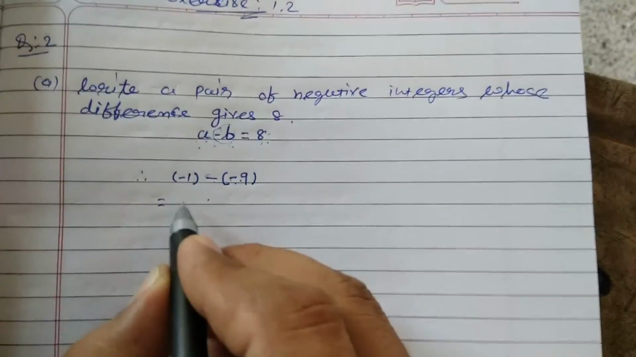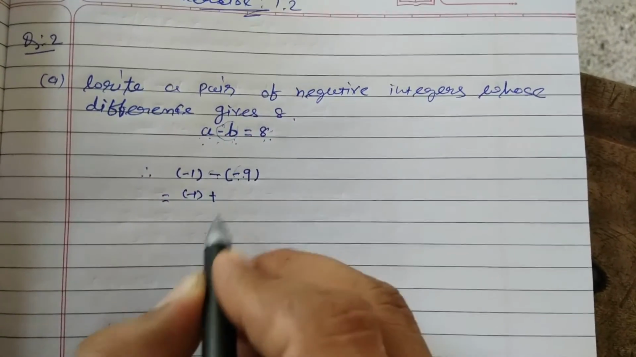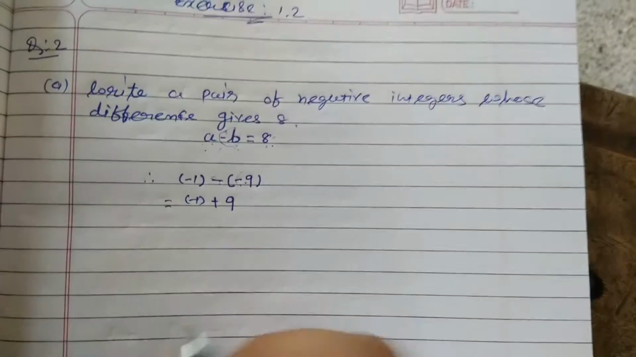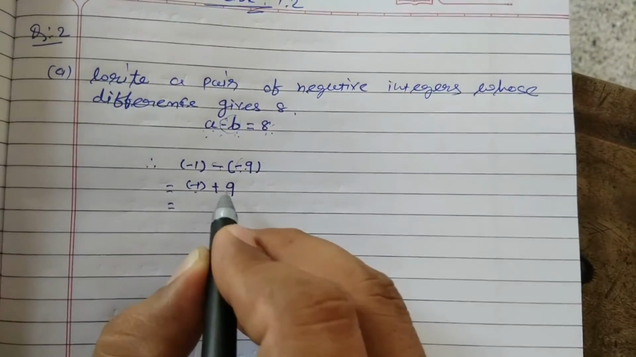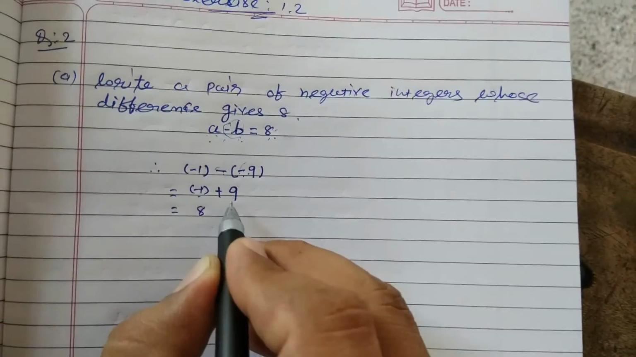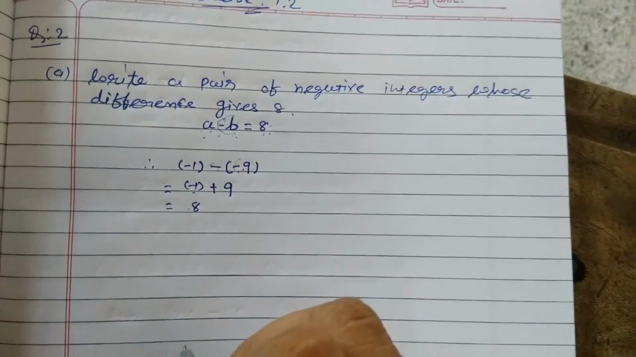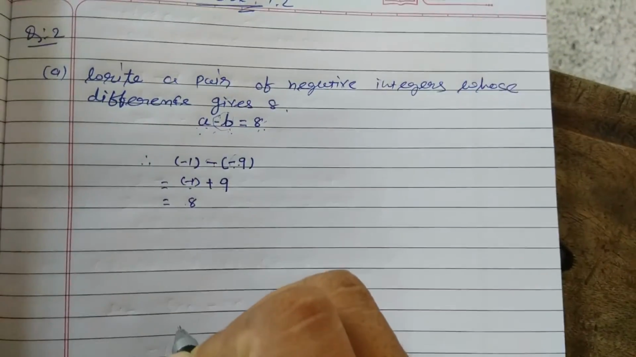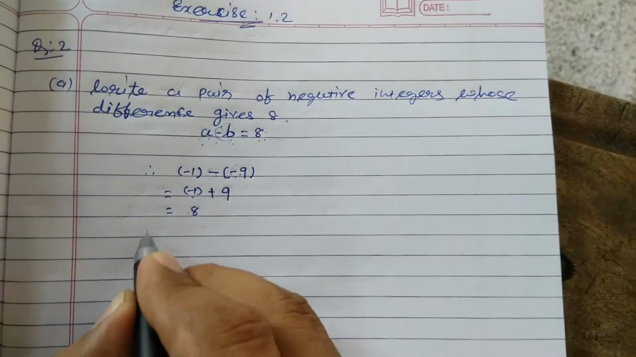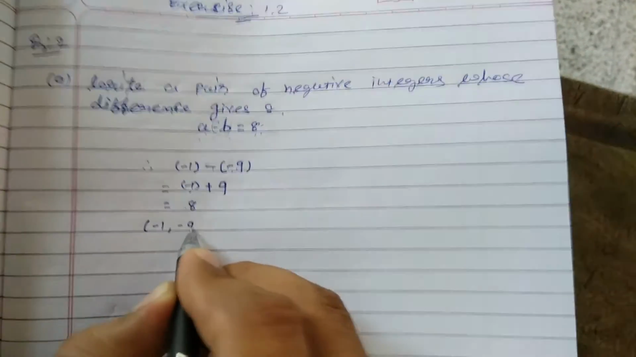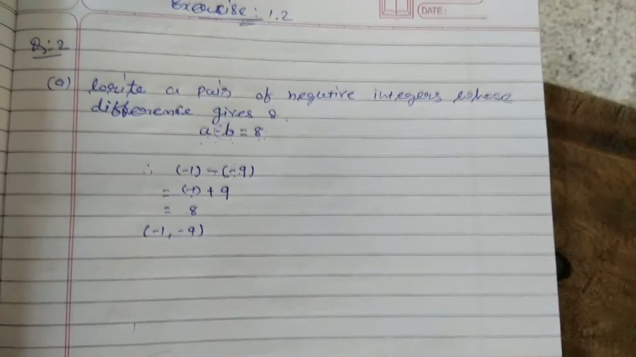So that is equal to -1 plus, and then the additive inverse of -9, which is 9. -1 plus 9: the difference of their absolute values is 9 minus 1, which is 8, and we put the sign of the greater absolute value, 9, which has a positive sign. So here we get 8. We have found two negative integers. The pair is -1 comma -9, whose difference is 8.